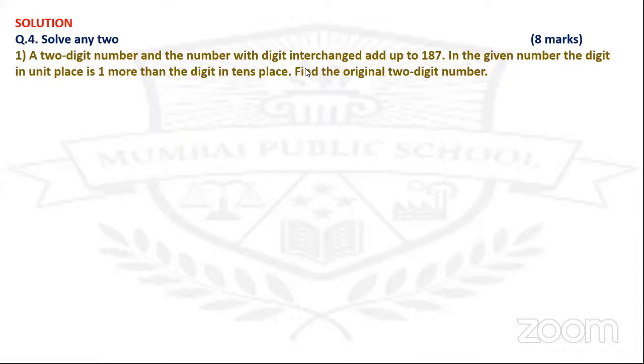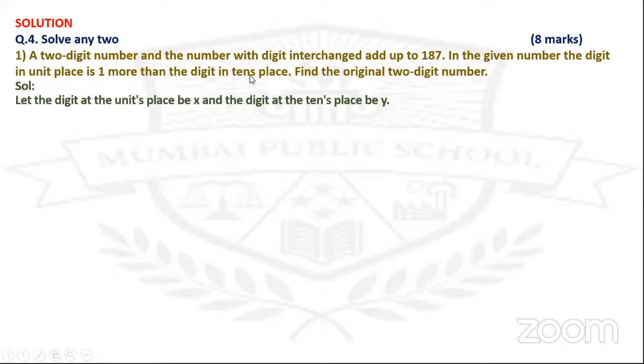A two-digit number and the number with digits interchanged add up to 187. In the given number, the digit in the unit place is 1 more than the digit in the tens place. Find the original two-digit number. Very simple question. It looks difficult, but once you start noting down the given things and you start framing the equation, it's very easy.